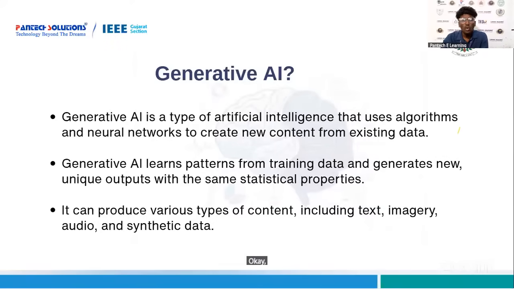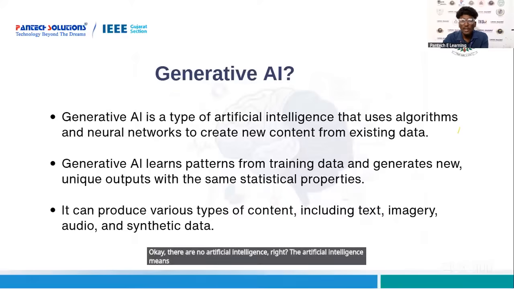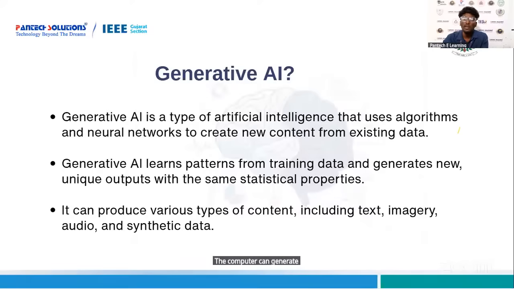Okay, everyone knows artificial intelligence, right? Artificial intelligence means the computer can think like a human. So generative AI means the computer can generate something like a human, like the artist draws the diagrams, the images and that kind of stuff, the AI can also create by itself, right? So that comes from generative AI.